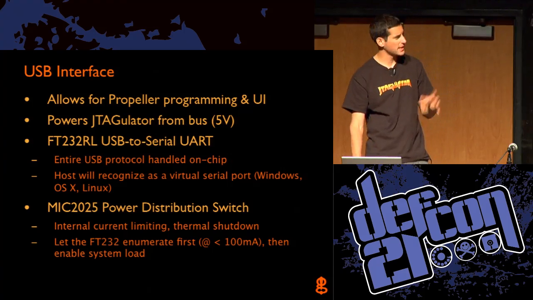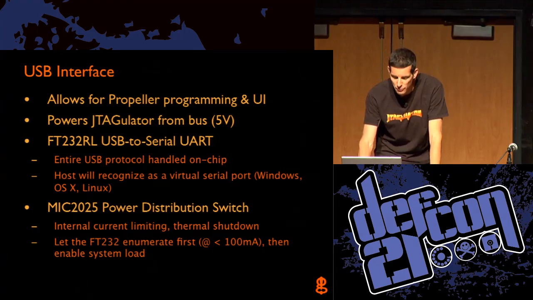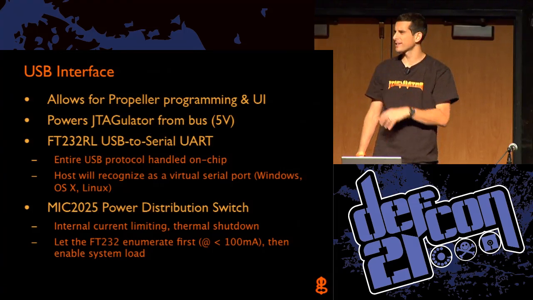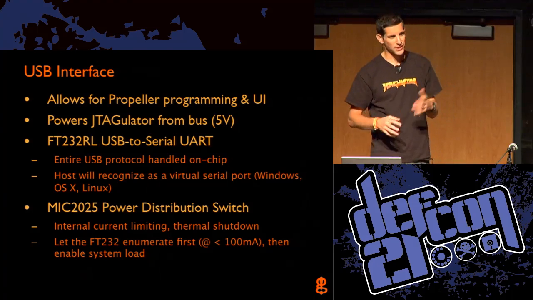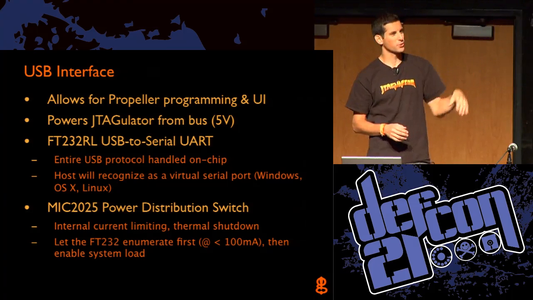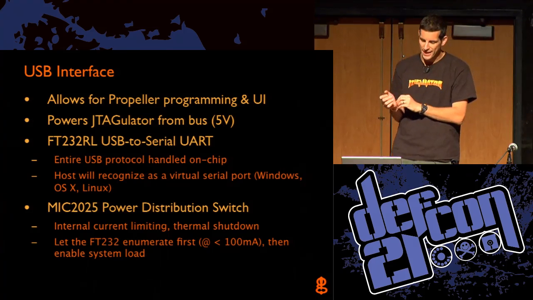USB interface, I mentioned the standard FTDI part. So it'll just recognize a virtual serial port on any sort of machine. So any machine you have that recognizes this virtual COM port, you can start communicating with JTAGulator.